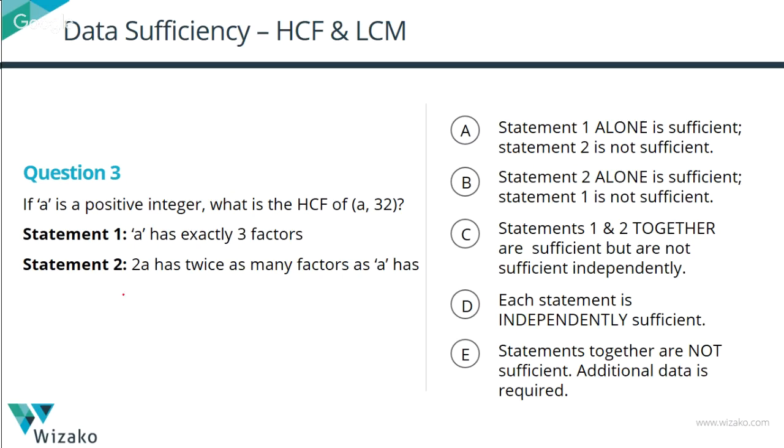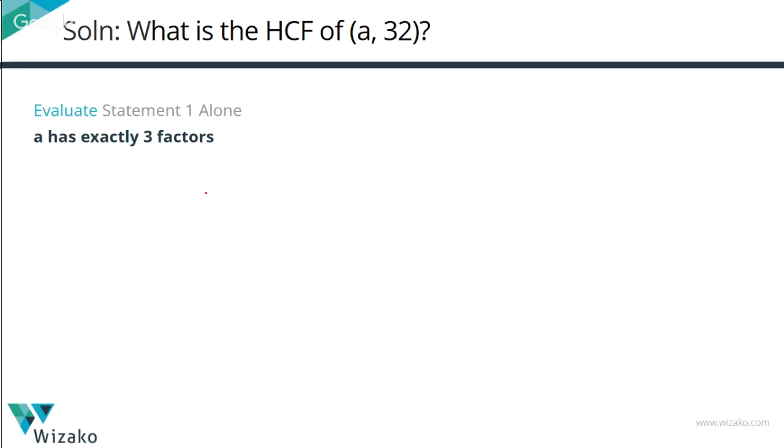It's a very interesting question. It involves concepts about factors. If A is a positive integer, what is the HCF of A and 32? We again need to come up with a unique value for the HCF. Otherwise, the data is not sufficient. We need to find out the HCF of two numbers. One of the numbers is 32, so I'll quickly prime factorize it. That number is equal to 2 power 5. The only prime factor that 32 contains is 2.